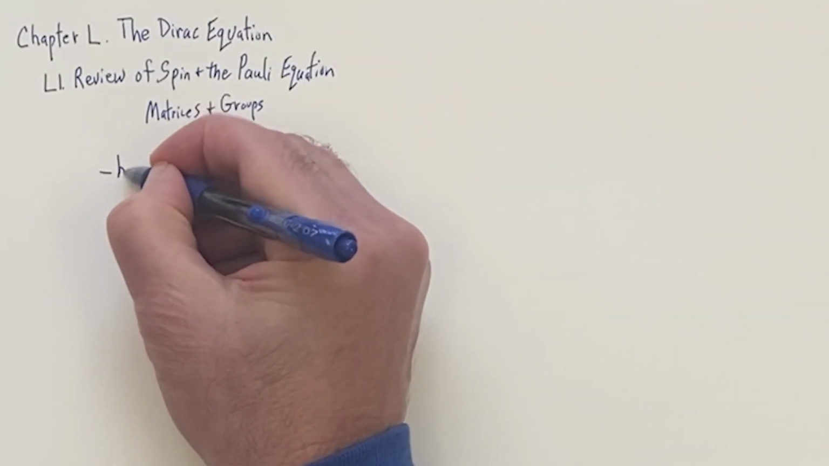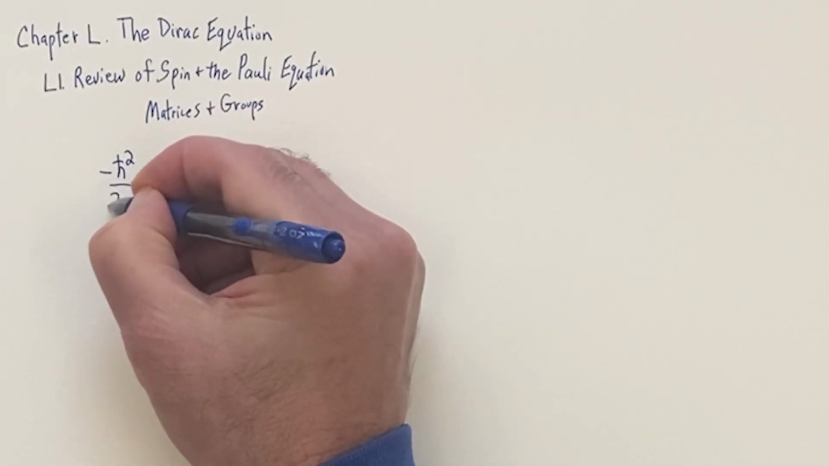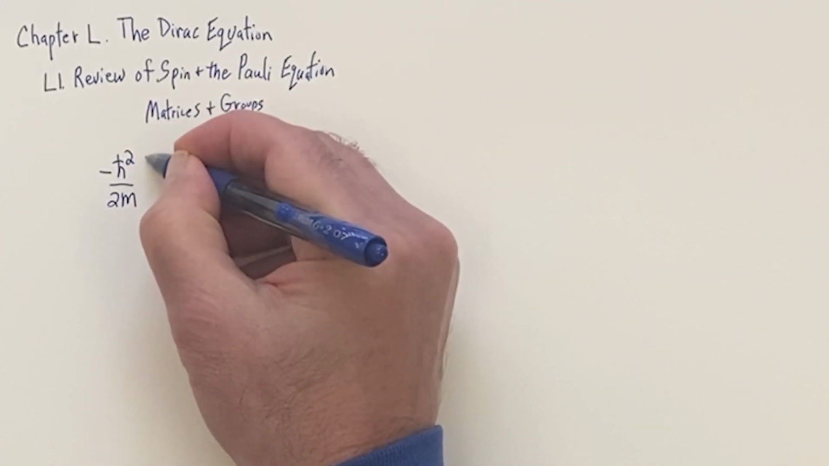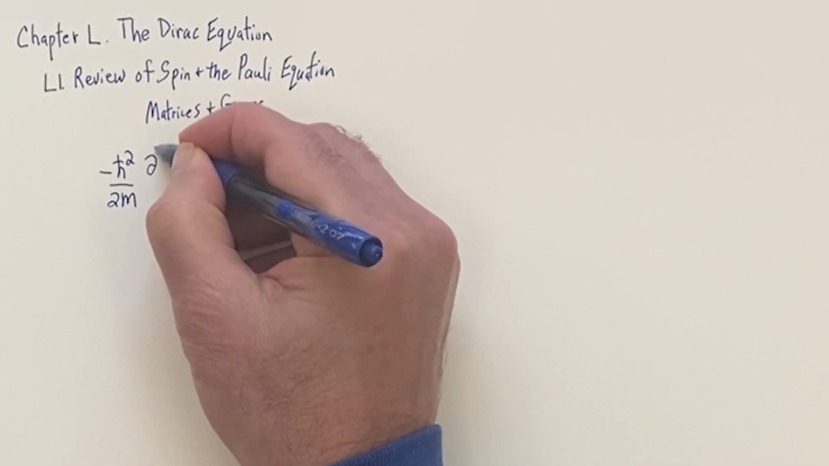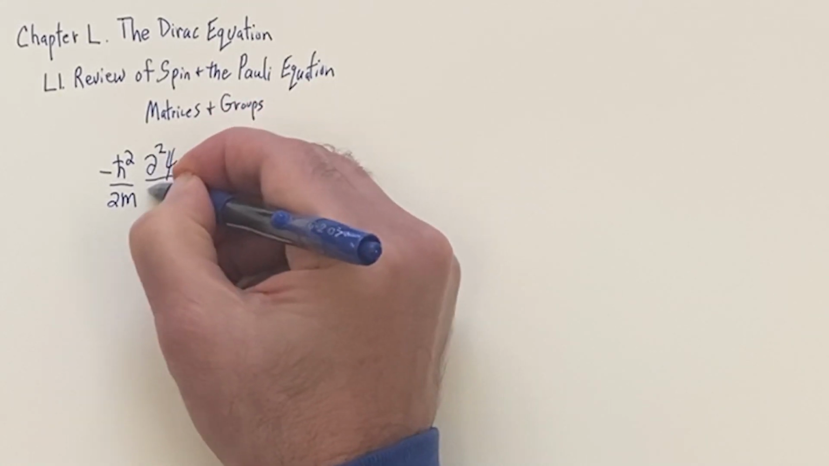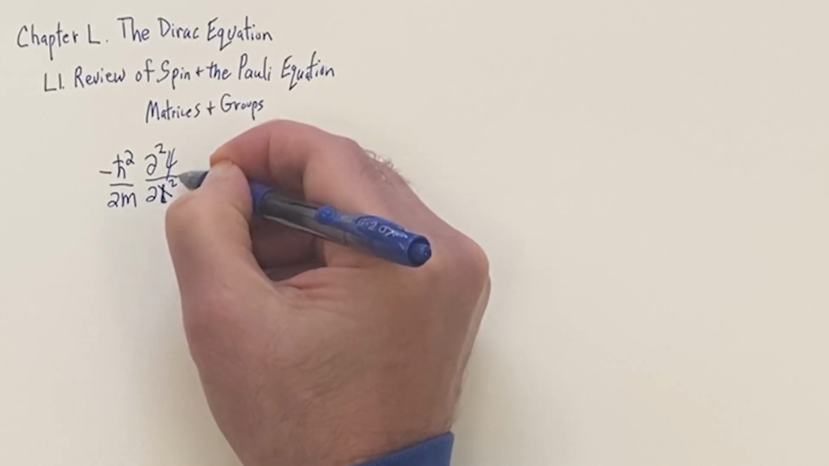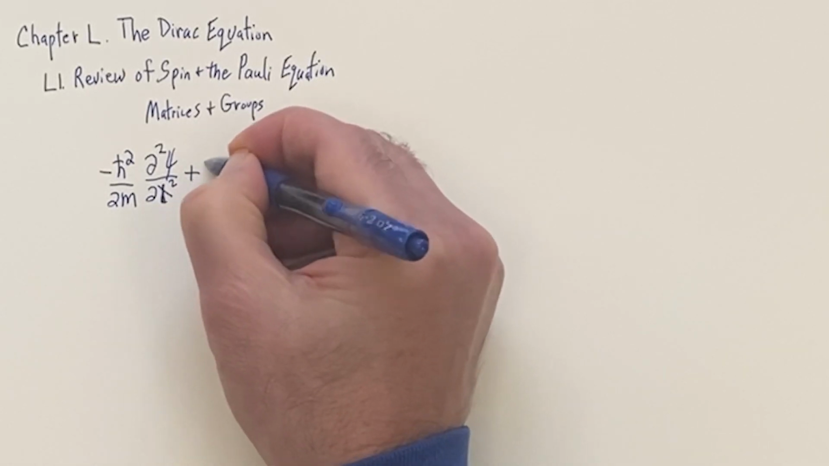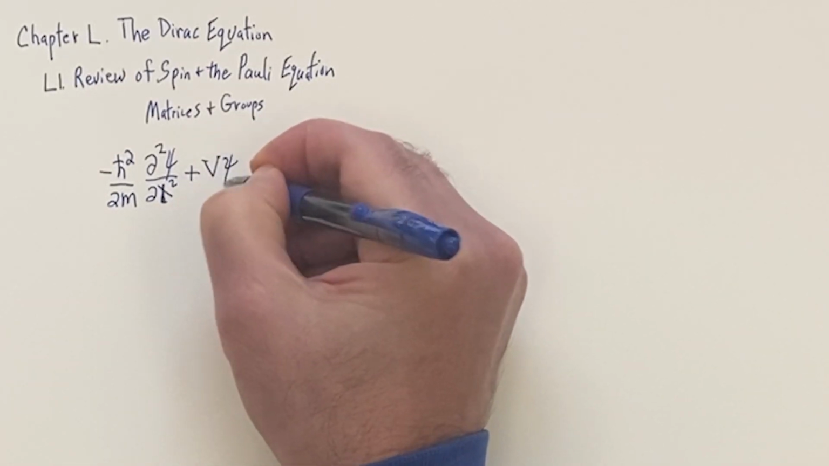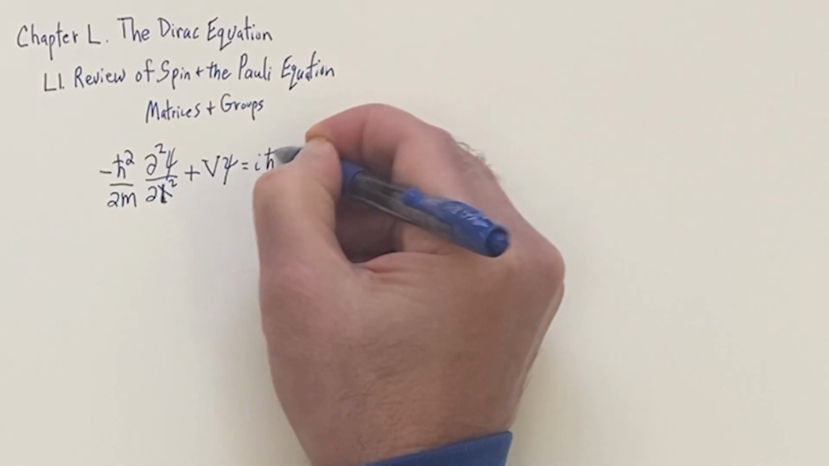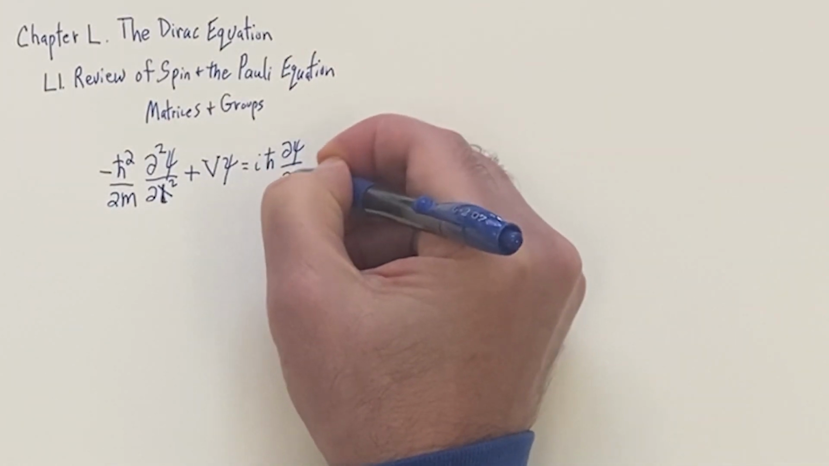So then the Schrodinger equation that we did, if we write that down, let's do it in one dimension. We would have, say, the second derivative with respect to x, plus V psi, is i h bar d psi dt.